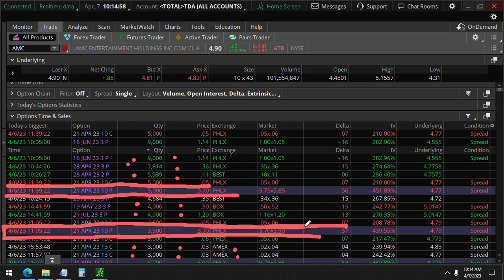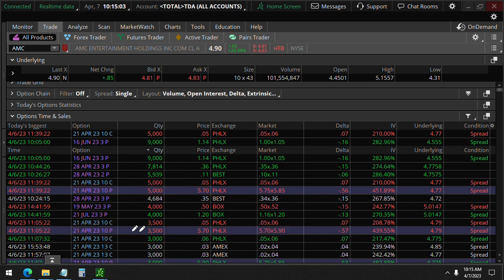What this is telling us is that the ones shaded in purple basically mean this transaction was executed when the option was in the money. So you'll see under the underlying, 4.77 was the price of AMC, which is up here. It was at 4.77 when this option was transacted, so it's telling us this option was in the money when it was done. And the black are out of the money when it was done.